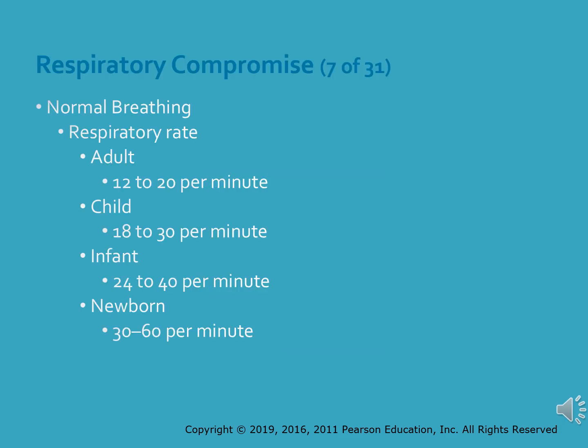The normal breathing rate is the respiratory rate for adults is 12 to 20 per minute. Child is 18 to 30 per minute. Infant is 24 to 40 per minute. And the newborn is 30 to 60 per minute.